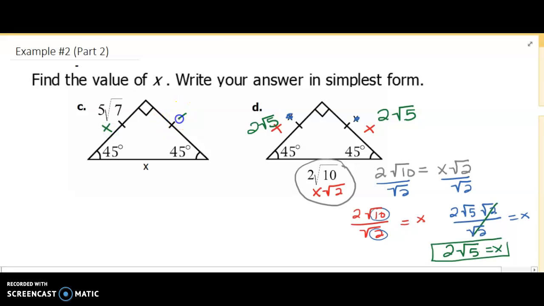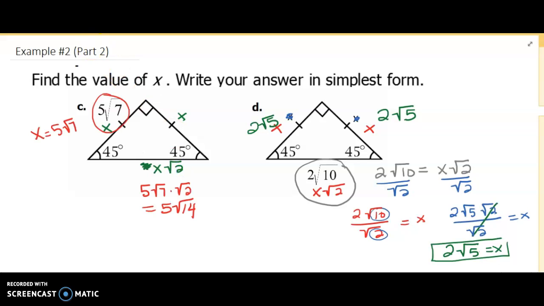This is x, and this is x square root of 2. All right, so when we do this, guys, x, and x square root of 2, I know my leg is 5 square root of 7, so this side over here is also 5 square root of 7. And my hypotenuse is the leg times square root of 2. Okay, well, we know my leg, or my x, is 5 square root of 7, so I'm going to substitute 5 square root of 7 in for x. So I get 5 square root of 7 times square root of 2 over 5 square root of 14. Okay, and that is my final answer.